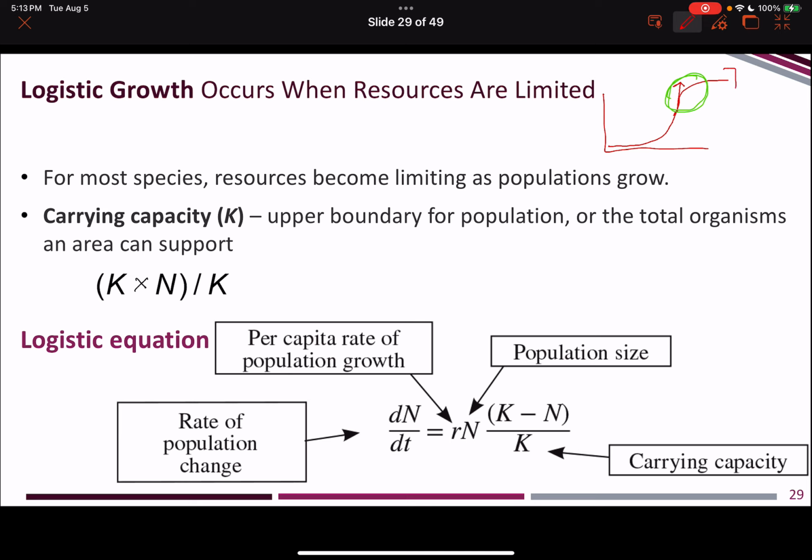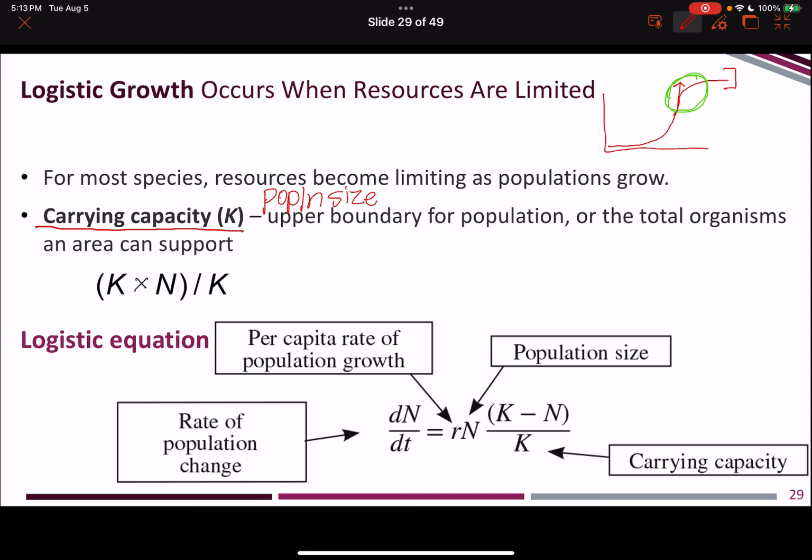This point here at the top, where we see this flattening of this curve, that is going to be because the population is nearing something called the carrying capacity. So the carrying capacity is a population size. So this is essentially going to be the equivalent of an N value, but it is the population size that can be supported by the environment. So it is the upper boundary of that population. It is the total number that the environment can support for that particular species.